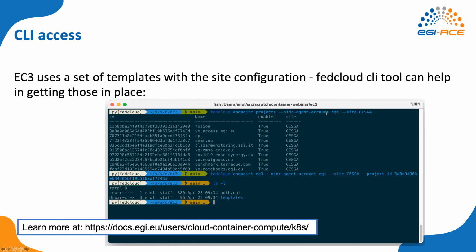This is showing the projects I'm allowed to use in the Seska site. And I'm using this 3A, which is the access one. And basically, I'm telling here the Fed Cloud tool to create these EC3 files for me, and it will create this auth file, that will be the authorization file with my access token, and the templates that are needed to deploy Kubernetes. So that's just kind of a helper, and you have more information in this link.